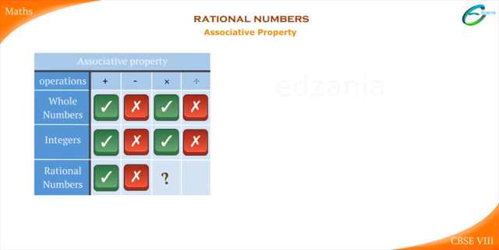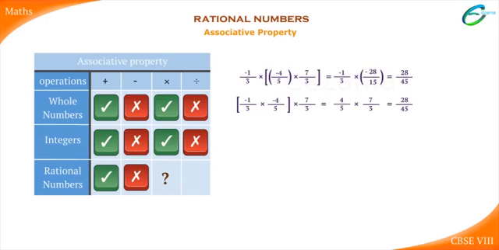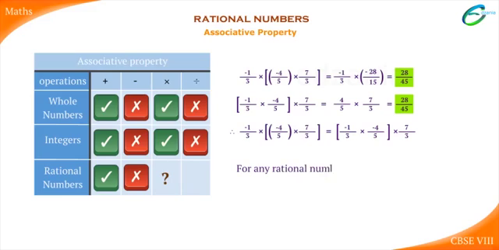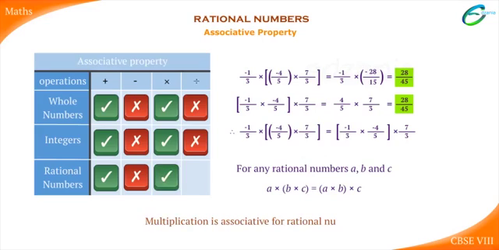Now let's go for multiplication. Is multiplication associative for rational numbers? Let us see. To check this property, let us take three rational numbers and find their product by grouping any two adjacent terms. The result is the same for both the cases. Thus, for any rational numbers a, b, and c, (a × b) × c is equal to a × (b × c). So, multiplication is associative for rational numbers.